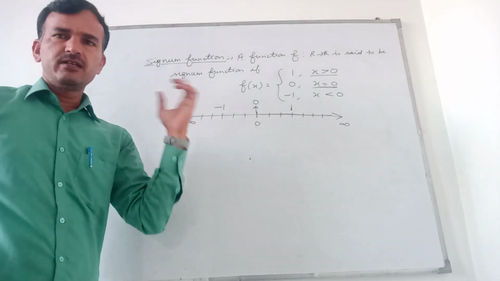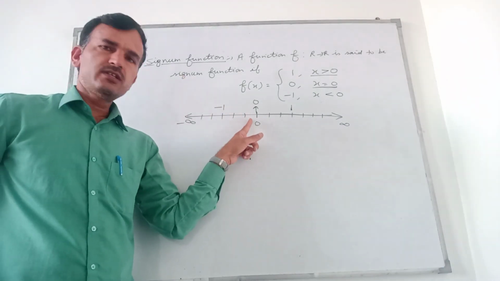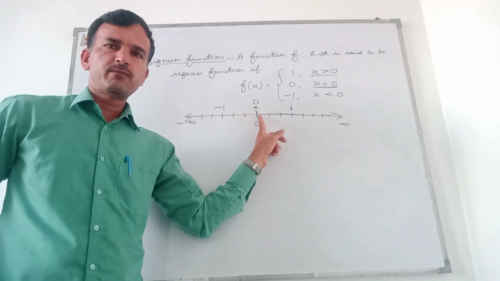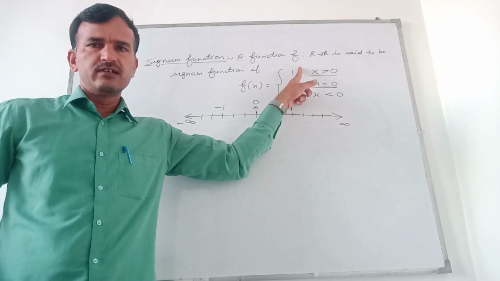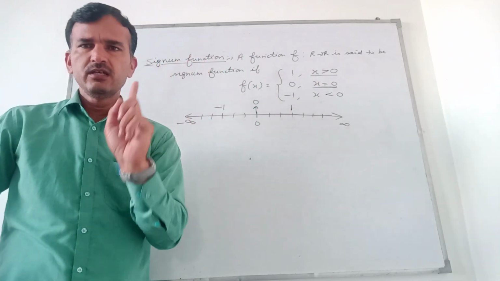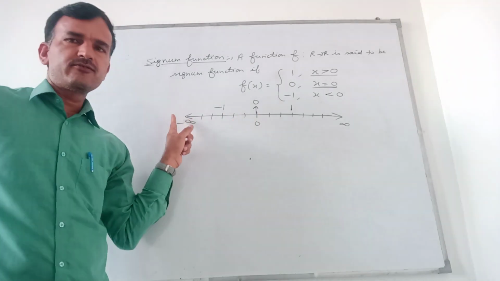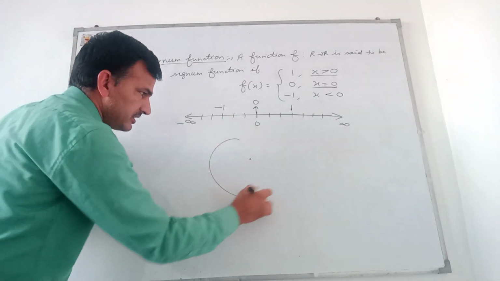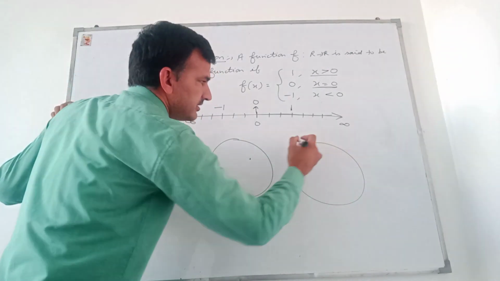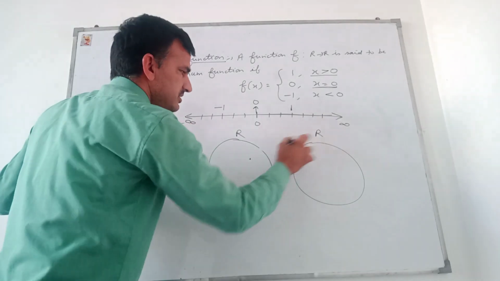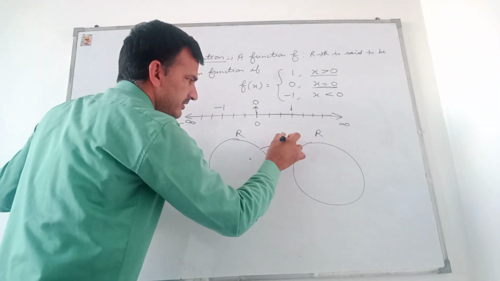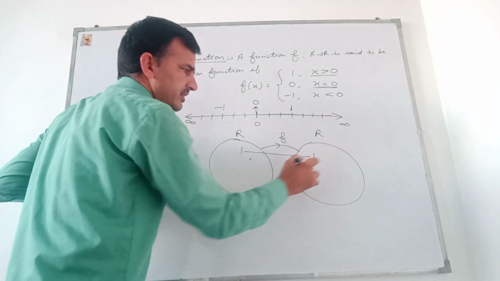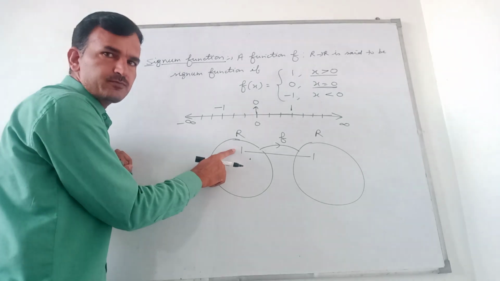We can say that image of 0 is 0 and image of all positive numbers is 1, and image of all negative numbers is -1. Therefore, this function f, this is a real number, this is also a real number. If we discuss some images, image of 1 is 1 because 1 is positive.